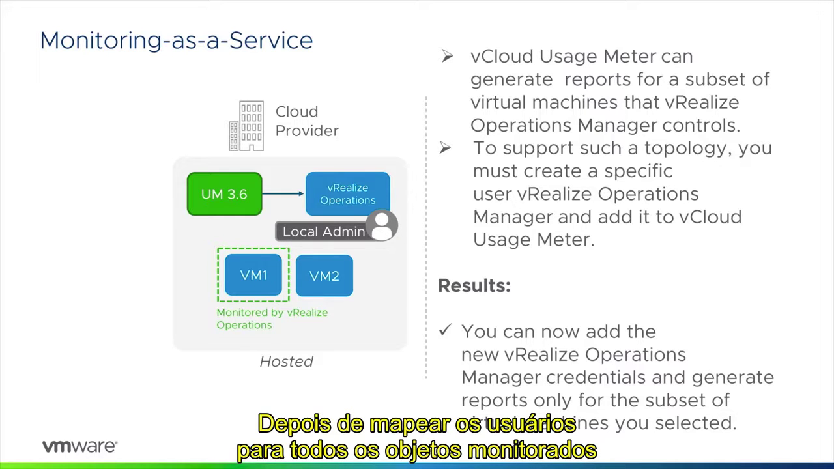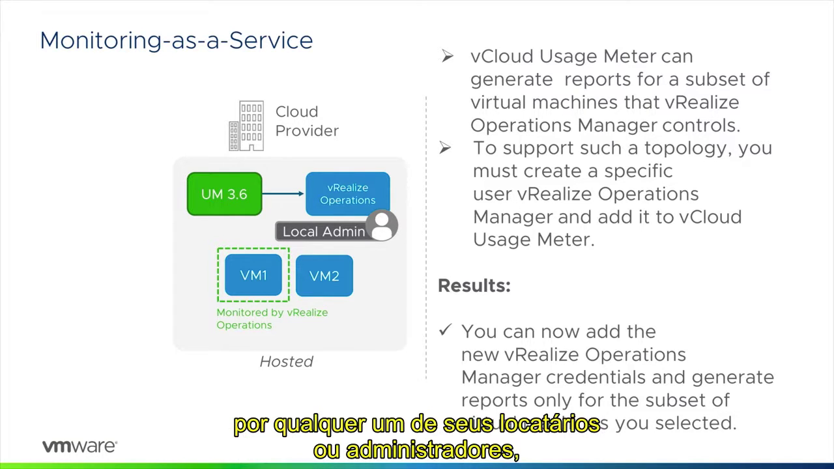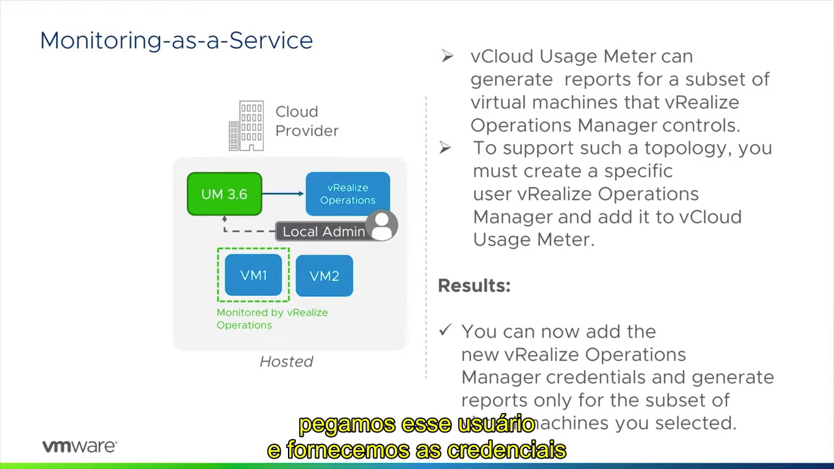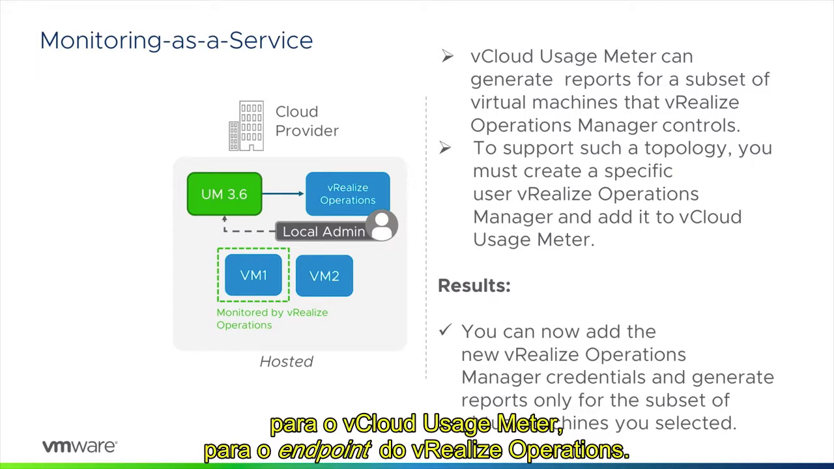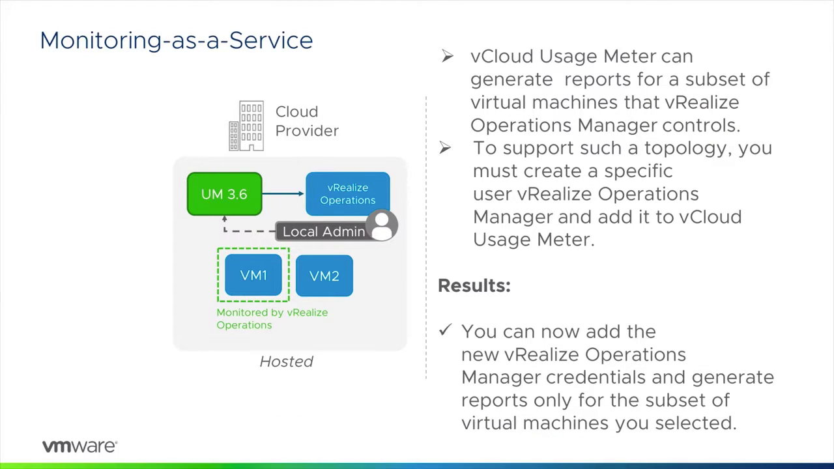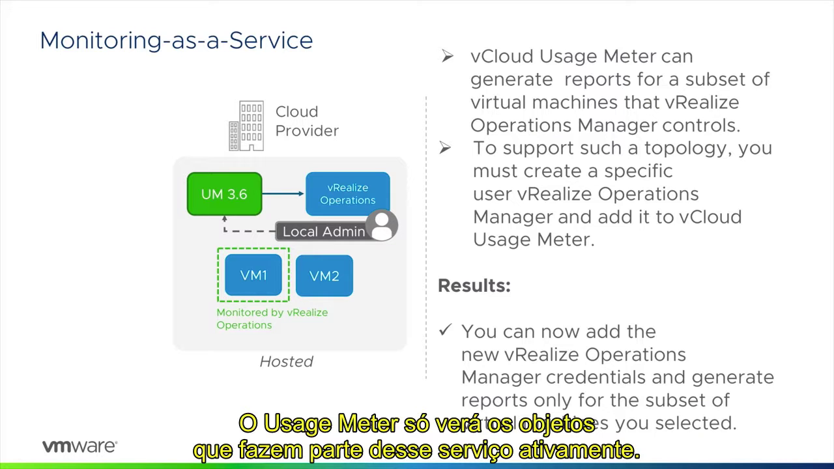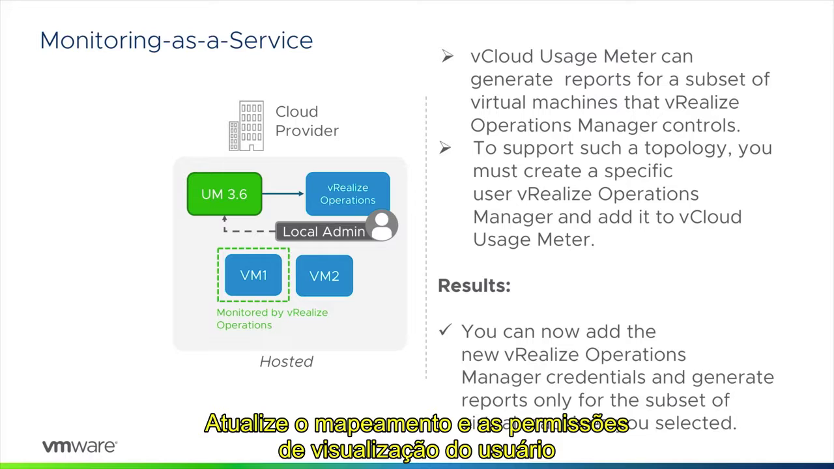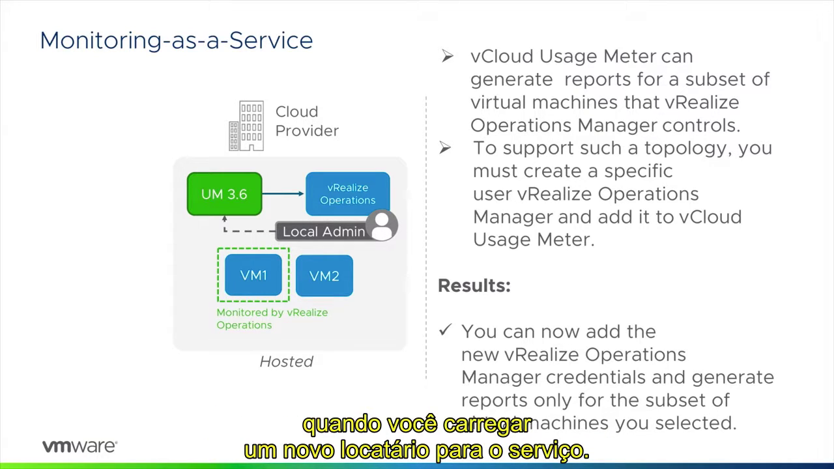Once you've completed mapping the users for all objects that are monitored by any of your tenants or your administrators, we then take that user and provide the credentials to vCloud Usage Meter for the vRealize Operations endpoint. Now, Usage Meter will only see the objects that are actively part of this service. Just make sure to update the mapping and user view permissions when you onboard a new tenant for the service.